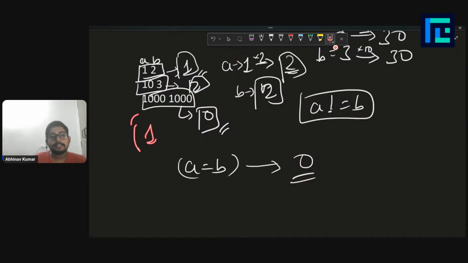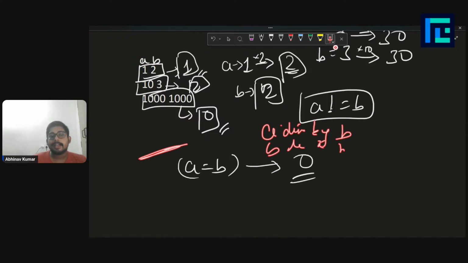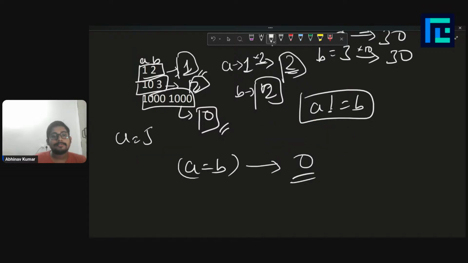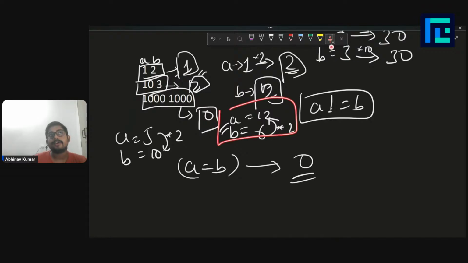When can we do it in just one operation? When either A is divisible by B or B is divisible by A. Like if A is 5 and B is 10, then since they are divisible, we can multiply A by 2 and make this also 10 and make both of them equal. Or if B is 6 and A is 12, then we can multiply B by 2 and make them equal. So we can do it in one operation only if we can multiply one of them and make it equal to the other.